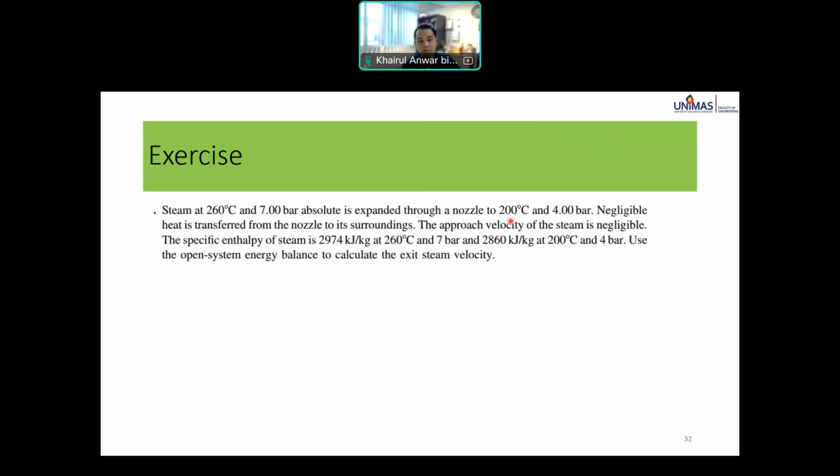Heat is transferred from the nozzle to its surroundings. Also, the velocity of the steam at the inlet is negligible. The specific enthalpy of steam is 2974 at 260 degrees C and 7 bar, and 2860 kilojoule per kilogram at 200 degrees C and 4 bar is used. It is an open system, and we are able to calculate the exit steam velocity.